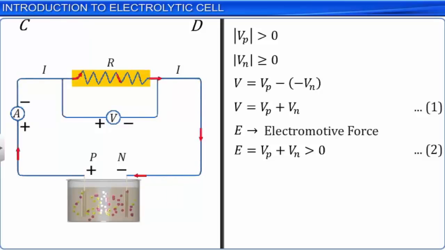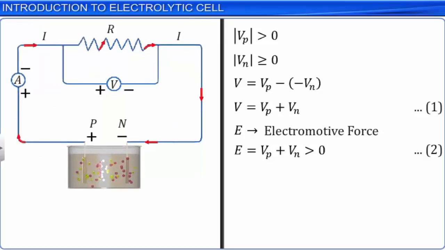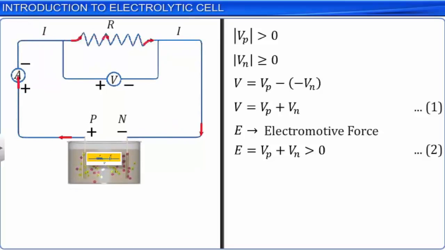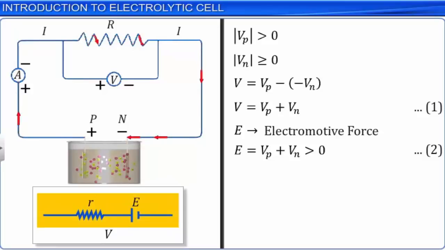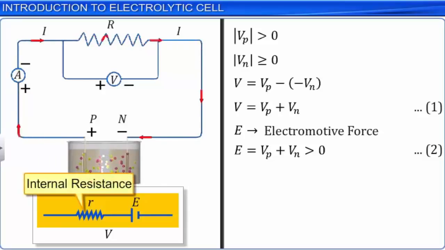As a steady current is maintained, the same current I passes from P to N in the external circuit and from N to P within the electrolyte present inside the cell. As the current passes through the electrolyte, it must have a finite resistance r, which is known as the internal resistance of the cell.